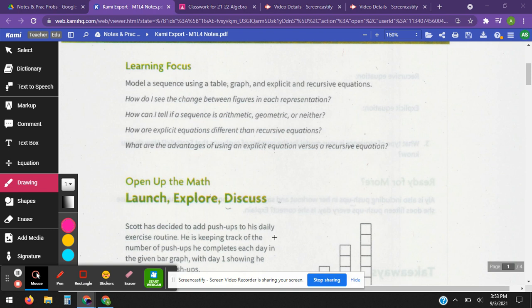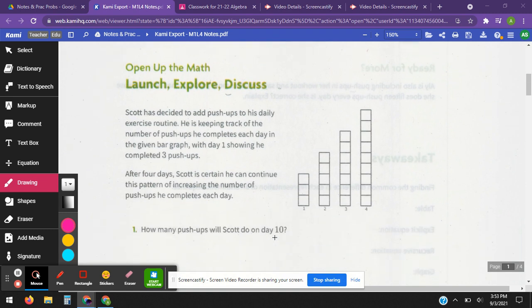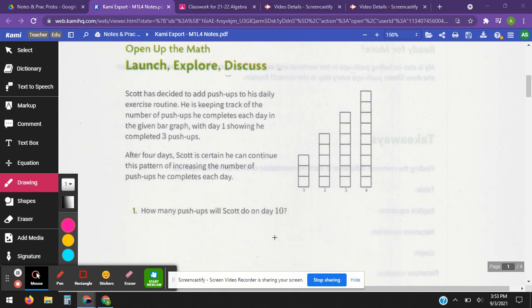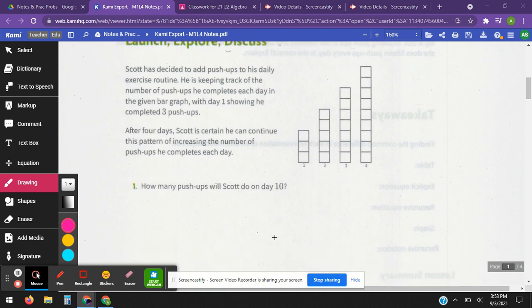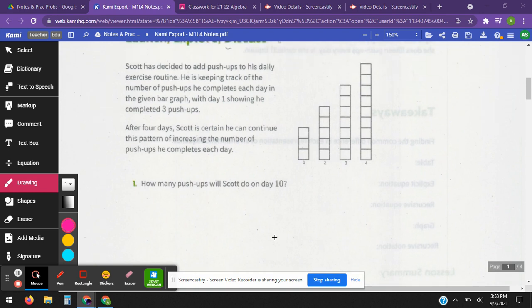All right, Scott has decided to add push-ups to his daily exercise routine. He's keeping track of the number of push-ups he completes each day in the given bar graph, with day 1 showing he completed 3 push-ups. After 4 days, Scott is certain he can continue this pattern of increasing the number of push-ups he completes each day. So how many will he do on day 10?